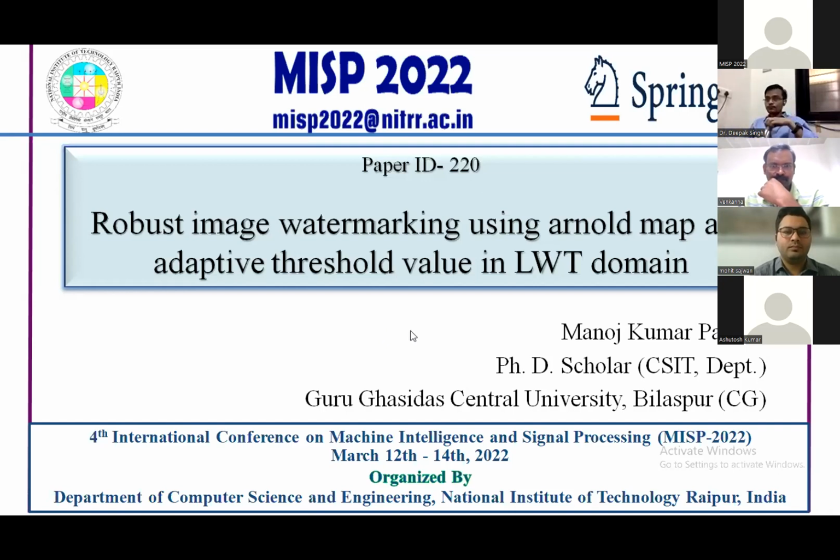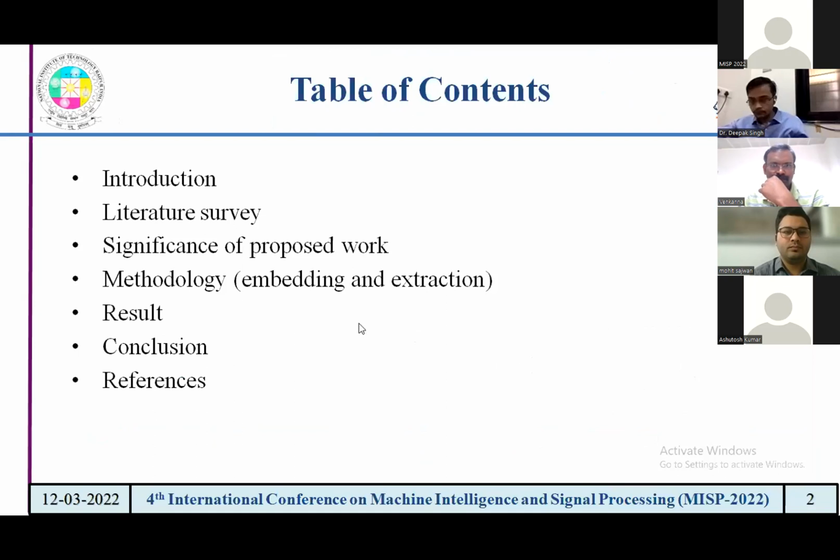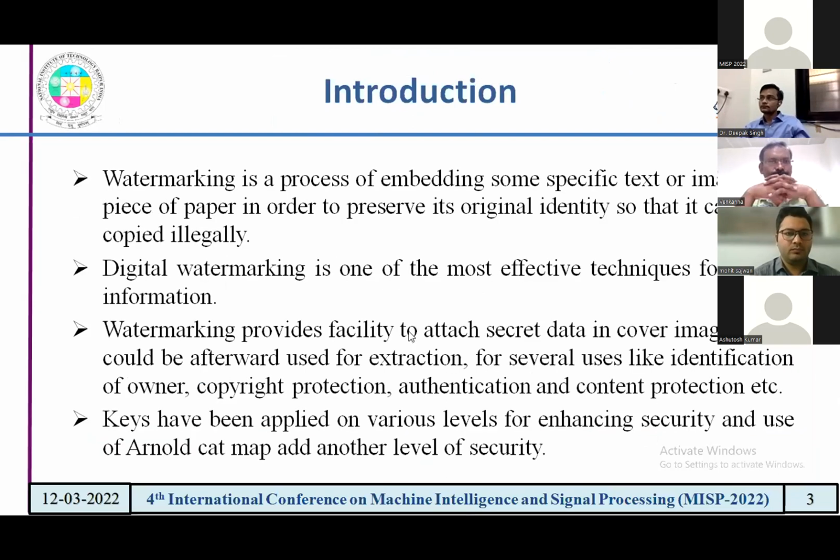These are the table of contents: introduction, literature survey, significance of proposed work, methodology, which is basically making an extraction of watermark from the image, results, conclusion, references. As we all know, this is the introduction. Watermarking is a process of adding any kind of specific text, image or signal in a cover image in order to reveal or check the identity whenever it is needed.